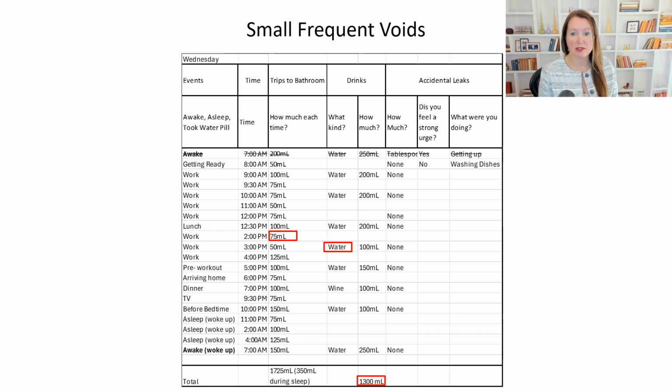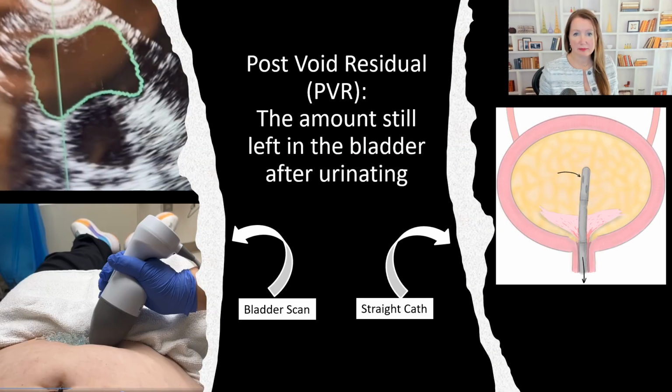But this person should talk to their doctor. You can imagine what it would feel like to go every 30 or 60 minutes throughout the day and night. So maybe they should even see a urologist. Either they have a very small capacity bladder, or when they urinate, they're not actually emptying their bladder.